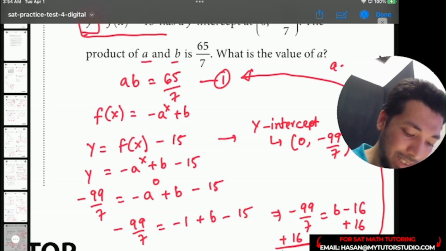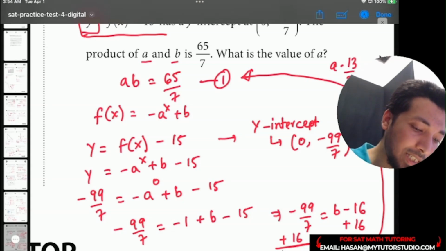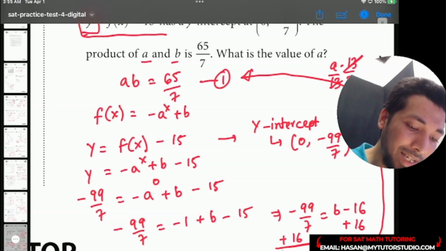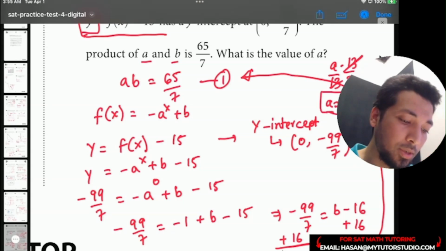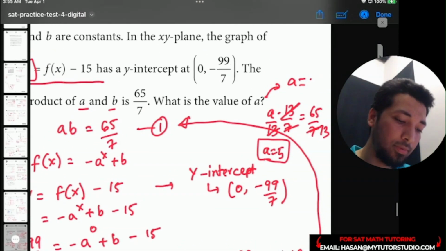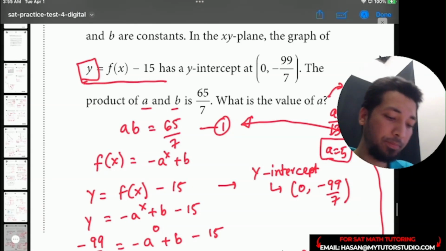Now I can plug this over here. A times b, 13 over 7, is equal to 65 over 7. 7 will just cancel out. Divide both sides by 13. A is equal to 5. So that's my answer. A is equal to 5. Perfect. I hope this makes sense.